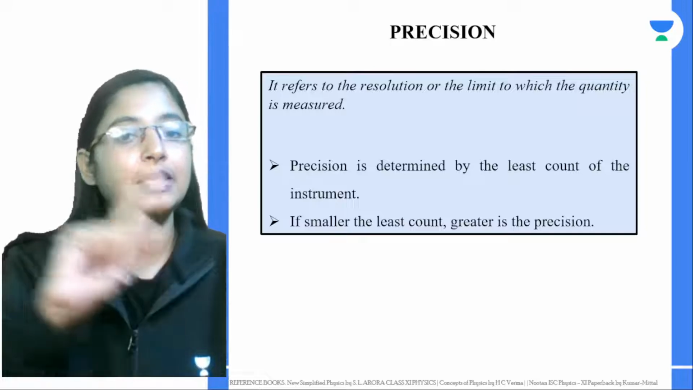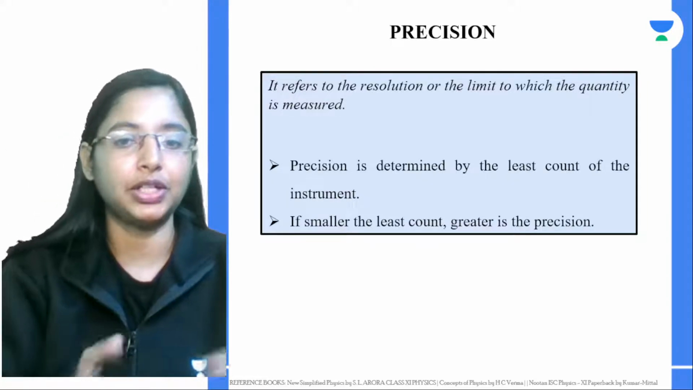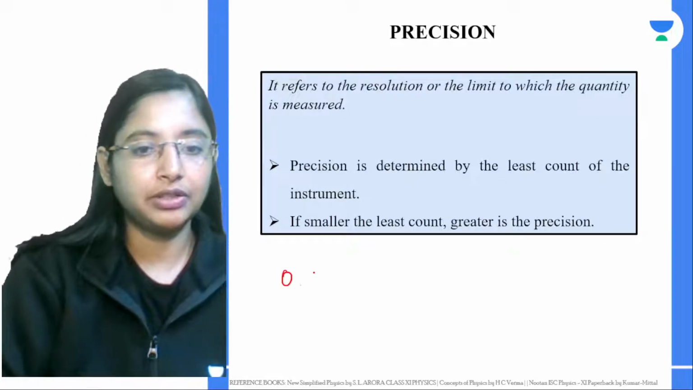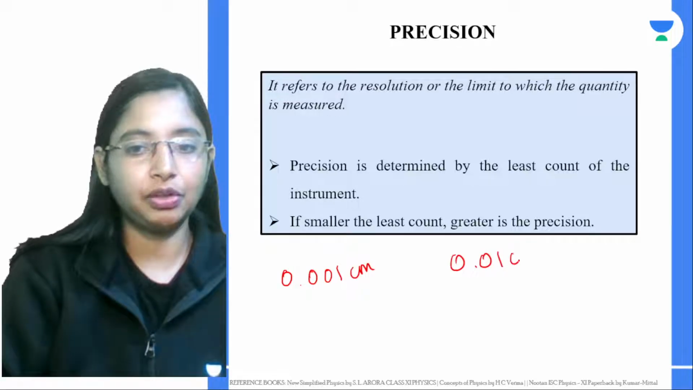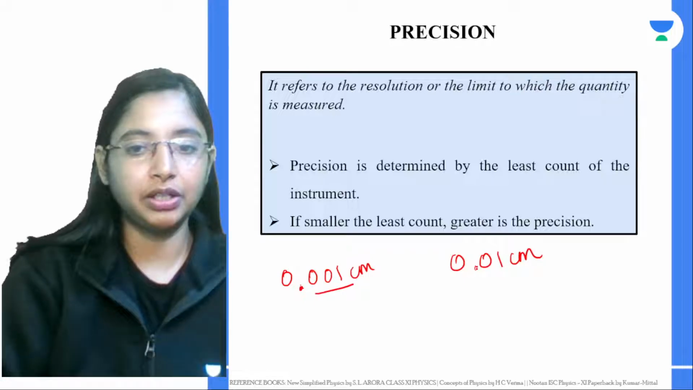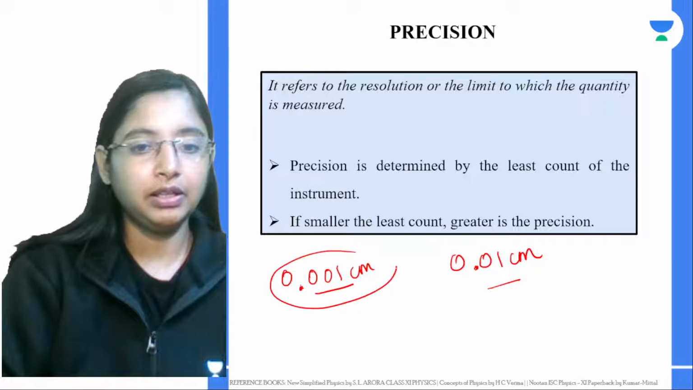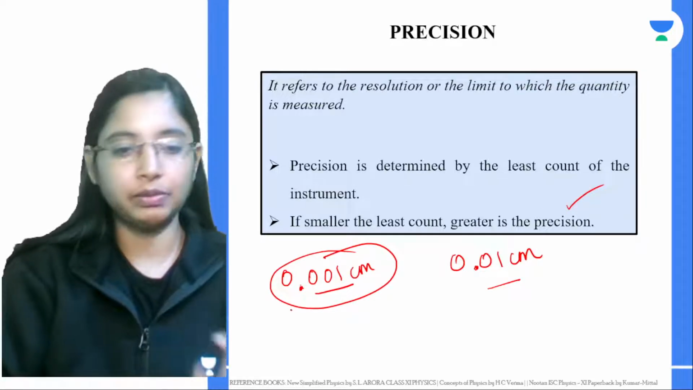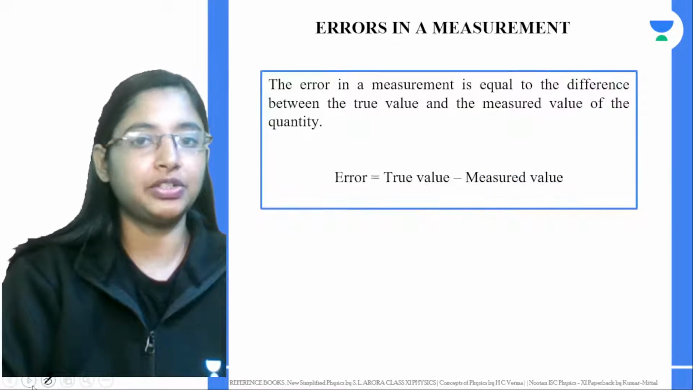If the instrument has a very small least count, for example, the least count of a screw gauge is 0.001 centimeters, wherein a vernier caliper has just 0.1 centimeters, right? Now if you see, with the screw gauge you will get up to 3 decimal points. Here, with the vernier caliper, if I measure the thickness of the pen, I'll get only up to 2 decimal points. So when the least count is smaller, the precision will be greater, because I can get up to 3 decimal points. Alright, so this is about precision and accuracy.